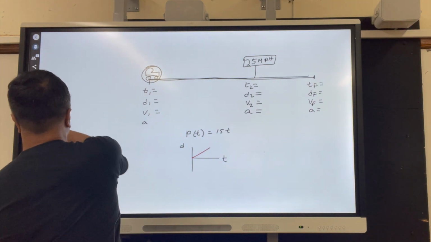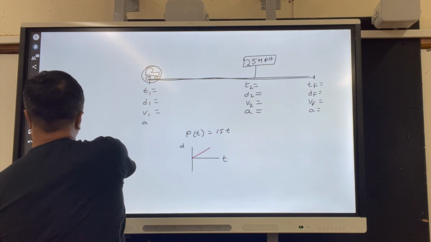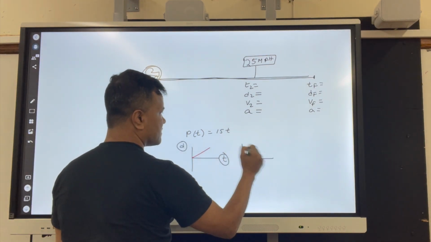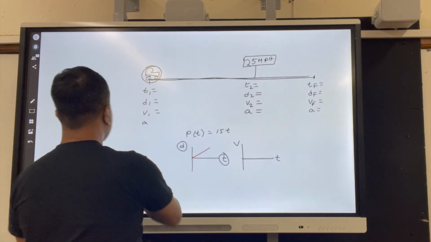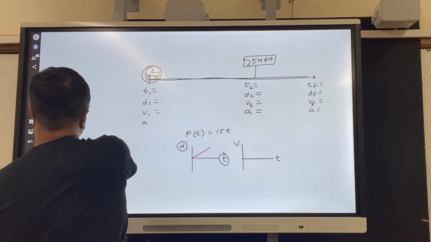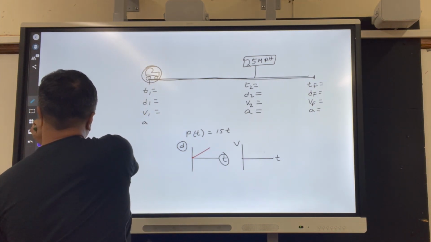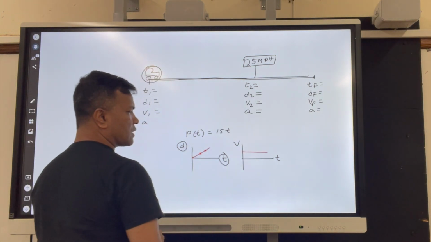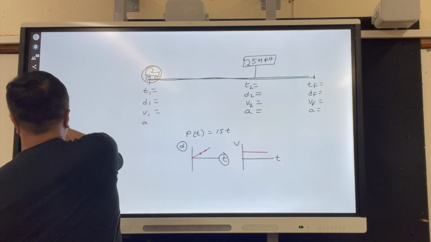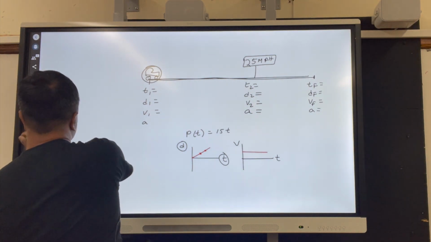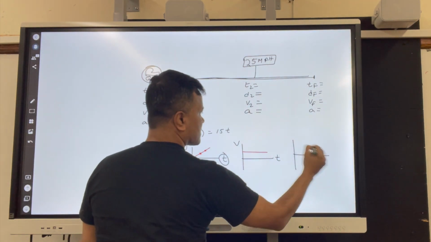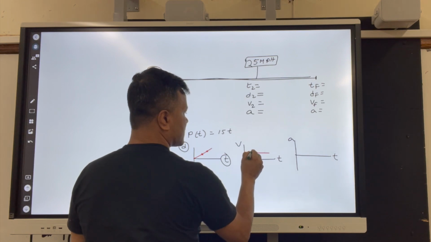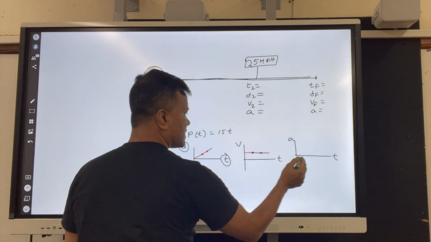That's the position function. What is the slope of the xt graph? The slope of the xt graph is the velocity. So how should the velocity look? The velocity should look like a horizontal line above the x-axis, because if you take the slope, this is how it's going to look. We're going to call it velocity. What about the acceleration versus time graph? The slope of this line would be 0.